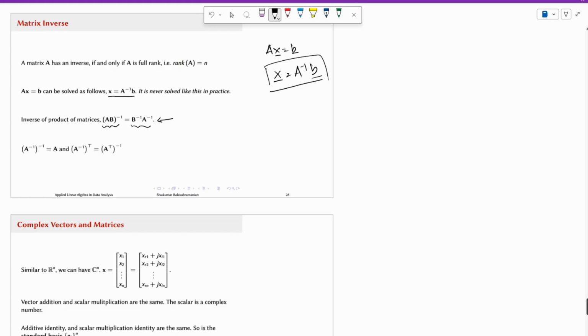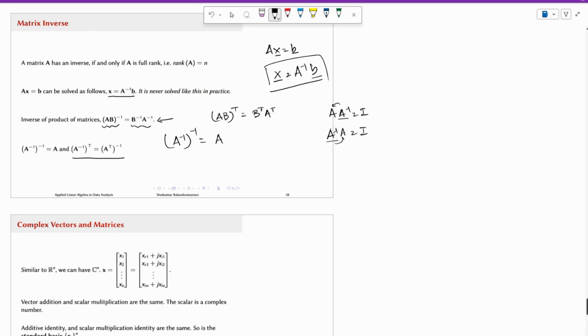Just like what we saw in the case of transpose, right? (AB) transpose was B transpose A transpose, similarly for inverse. And the inverse of an inverse is the original matrix, which again makes sense because if A inverse A equals I, and the matrix of interest is A inverse, if you pre-multiply or post-multiply A inverse by A, you get I. That means A must be the inverse of A inverse.